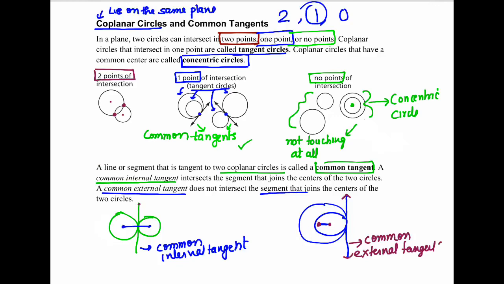All right, so you can see that this one and this one are described here in this picture, where there is just one point of intersection. I hope you get it.